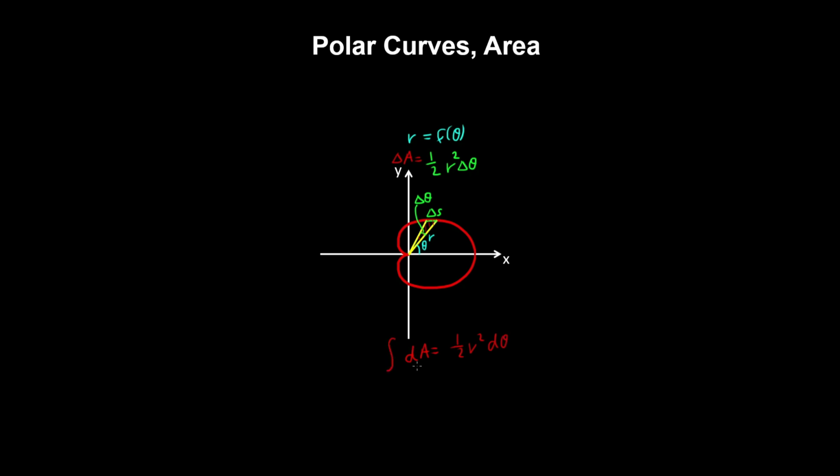And now we can integrate both sides of this equation. So on the left hand side, we get the area of the region bounded by the polar curve between some angle theta a to some angle theta b. And we can take the 1/2 outside the integral because it's a constant. And this gives us our final equation to calculate the area bounded by a polar curve between two angles.